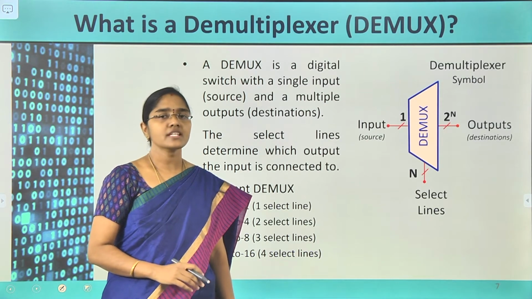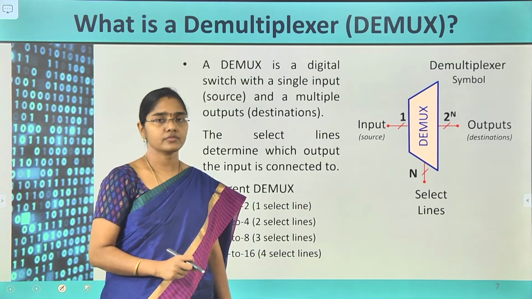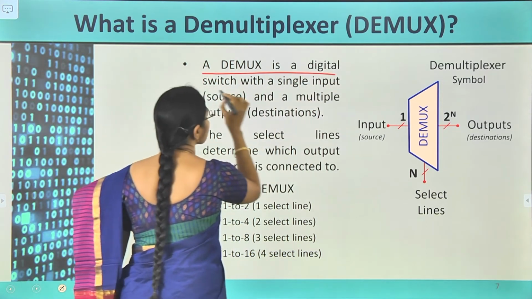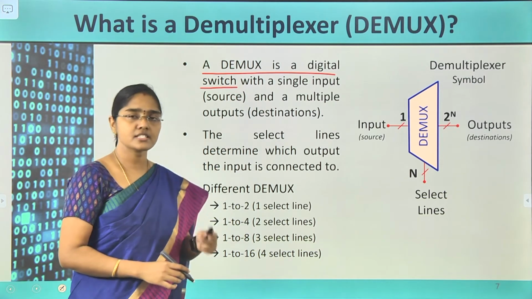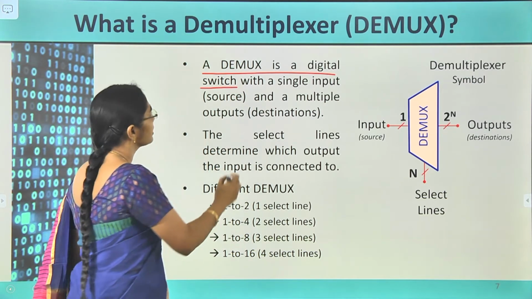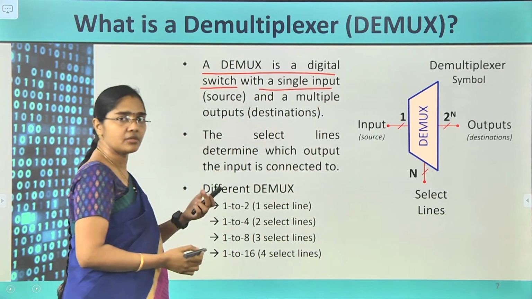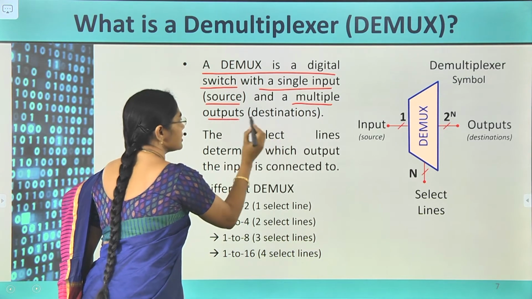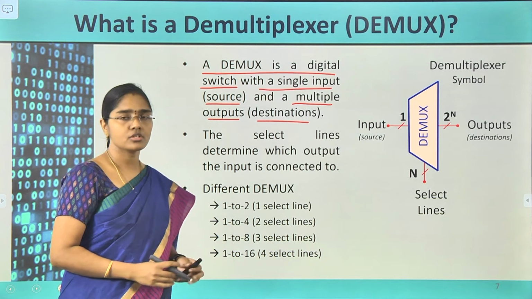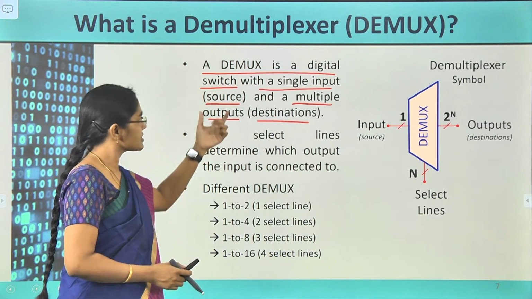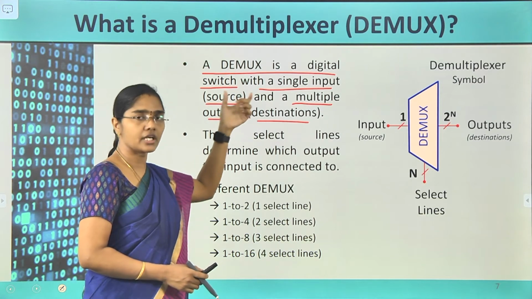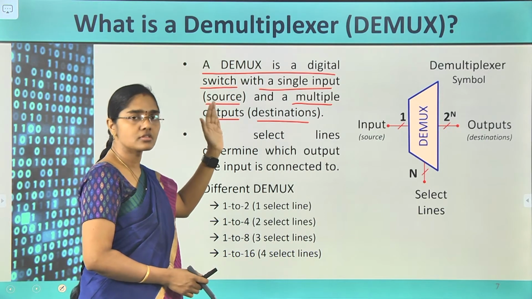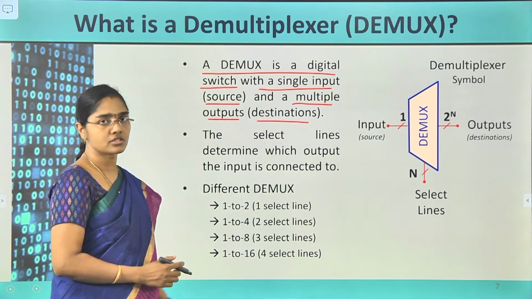Now, what is an actual demultiplexer? What is the definition of the demultiplexer? A demultiplexer is a digital switch. It is a digital switch, or a combinational circuit with a single input. That input is called the source. It has a single input and multiple outputs. These outputs are called destinations. So a demultiplexer is a digital switch with a single input and multiple outputs. It is a combinational circuit with a single source and multiple destinations.